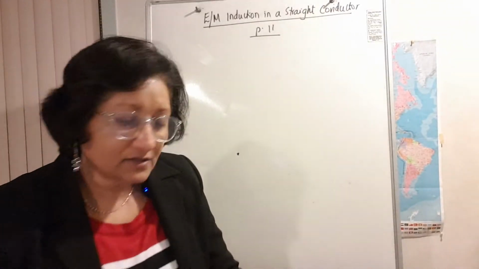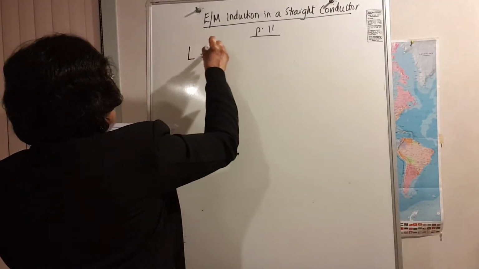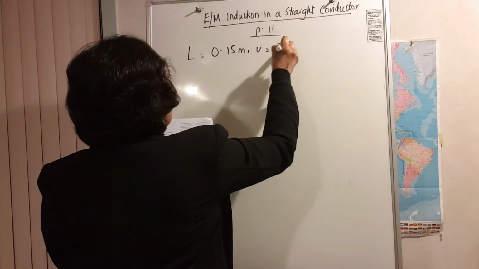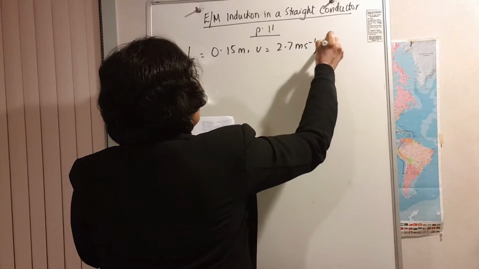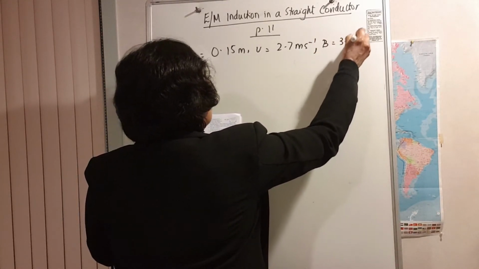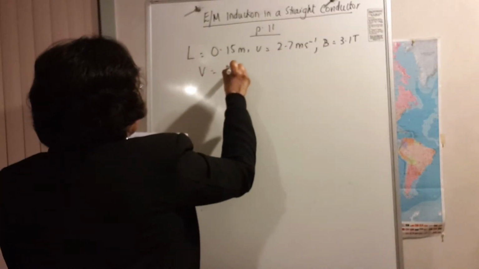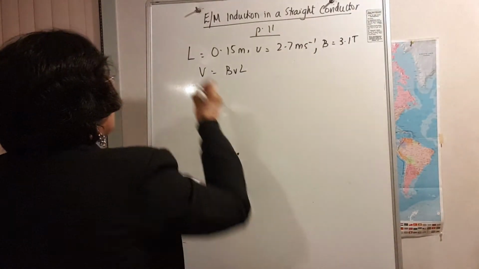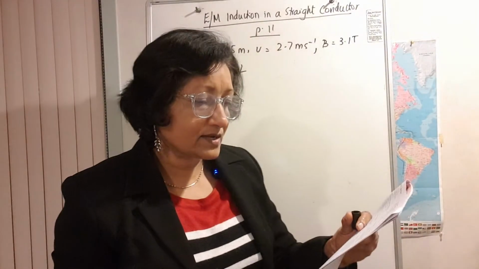So for this one, the length of the wire, your L, is 0.15 meters, the speed is 2.7 meters per second, and your flux density is 3.1 Tesla. You just use V equals BvL, substitute, multiply all of them, and you get the answer to question 1.